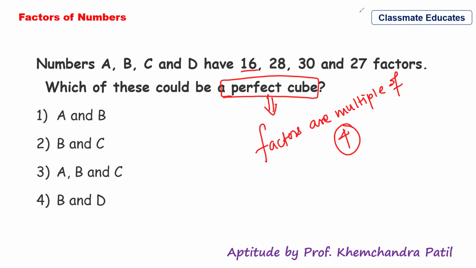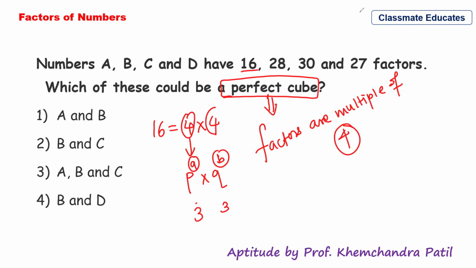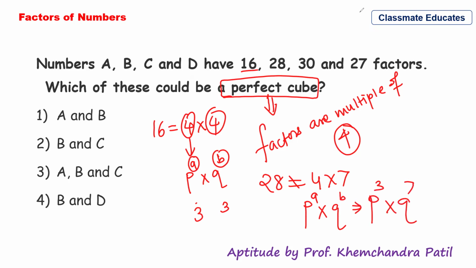देखो, क्योंकि 16 कैसे आया होगा? 16, how you got 16? 4 multiplied by 4. So number of factors निकालते वक्त this must be p raised to a multiplied by q raised to b. So this must be 3 and this must be 3. Then you are adding 1 to it and then you are taking the factors. 28 को हम लिख सकते हैं कि yes, 28 can be written as 4 into 7. So this must be p raised to a multiplied by q raised to b. तो ये क्या रहा होगा? This is p raised to 3 multiplied by q raised to 6, then just add 1 to this and then you will get. So यहाँ पे situation क्या रहा होगा? p raised to 3 multiplied by q raised to 3.